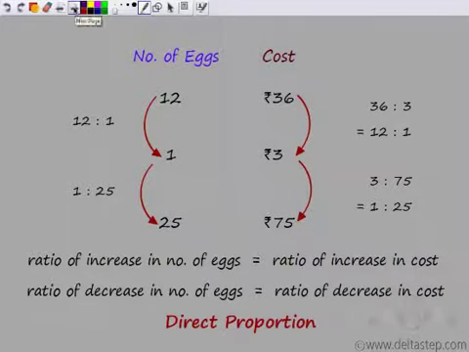So this is what I call direct proportion. Direct because increasing one increases the other, decreasing one decreases the other. And why proportion? Because two ratios are equal. When two ratios are equal, we say that it is in proportion. So here I have one ratio which is equal to another ratio, so I can say they are in proportion. Further, since increasing one increases the other and decreasing one decreases the other, I can say they are in direct proportion.